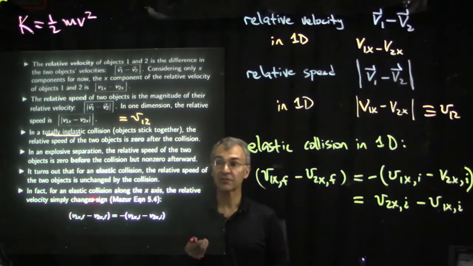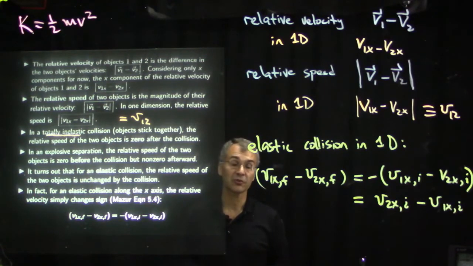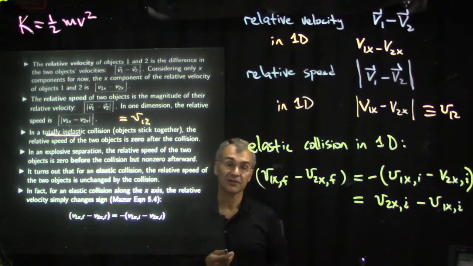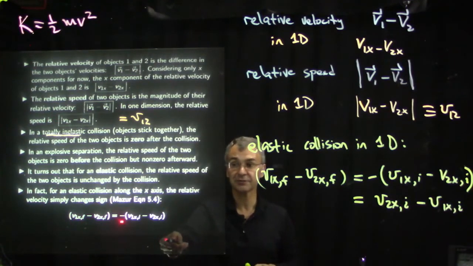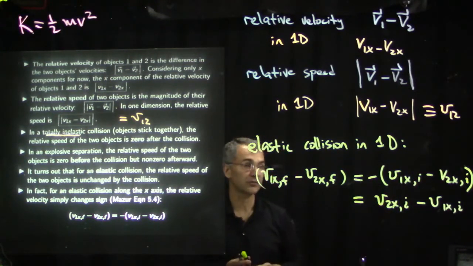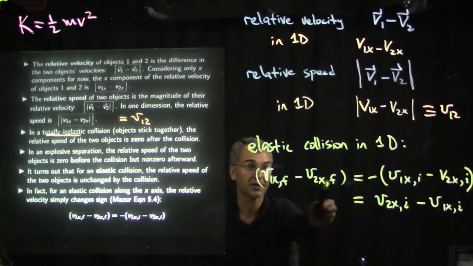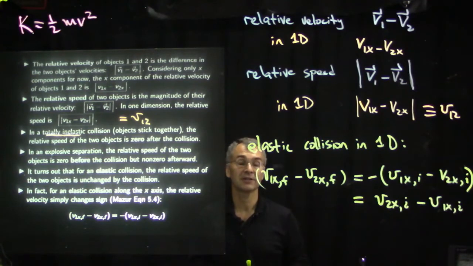For an elastic collision along the x-axis, the relative velocity simply changes sign from the initial state to the final state. This is Mazur's equation 5.4. It's one of the most useful equations in the whole book. It simplifies things: instead of having to use quadratic equations, you can use linear equations when dealing with elastic collisions. v1x final minus v2x final is the negative of v1x initial minus v2x initial. The minus sign just lets you flip the order of the two terms, so you could say v1x final minus v2x final equals v2x initial minus v1x initial.